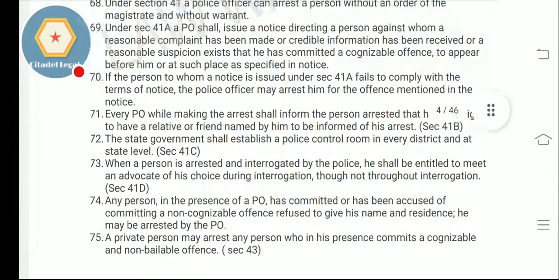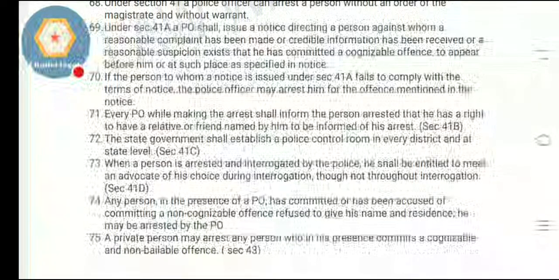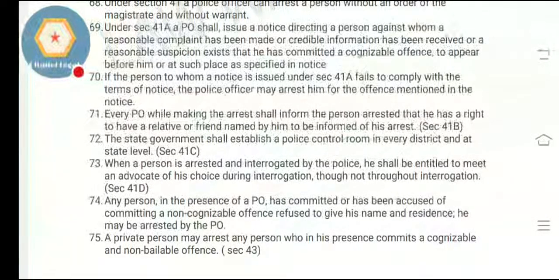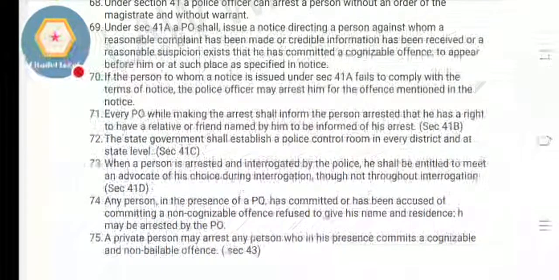41B. Now 41C: the state government shall establish a police control room in every district and state level. So 41A is the notice, 41B says give information to the relative or friend named by him, and 41C says police control room. Now 41D says when a person is arrested and interrogated by a police officer, he shall be entitled to meet an advocate of his choice during interrogation, though not throughout the interrogation.